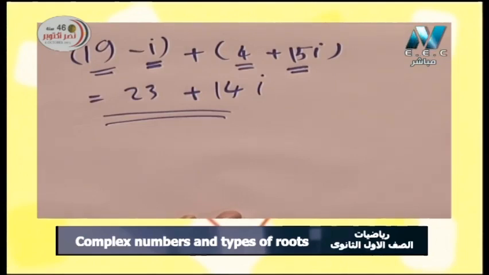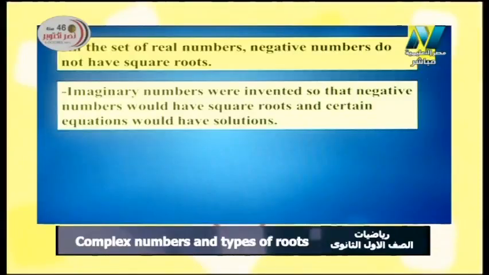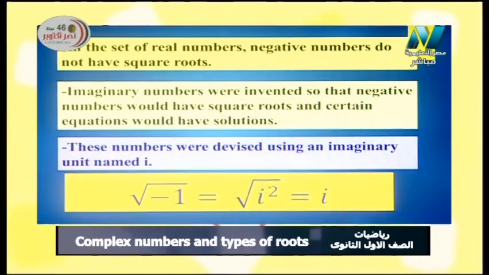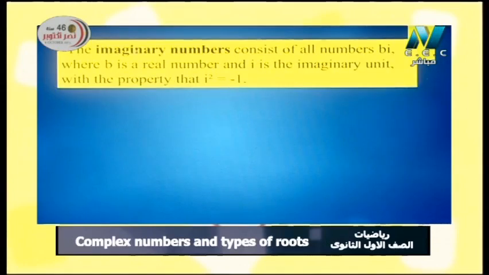We have here the set of real numbers. Imaginary numbers were invented. Why were the imaginary numbers invented? So that negative numbers would have square roots, and certain equations would have solutions. And we have i power 2 equals negative 1.